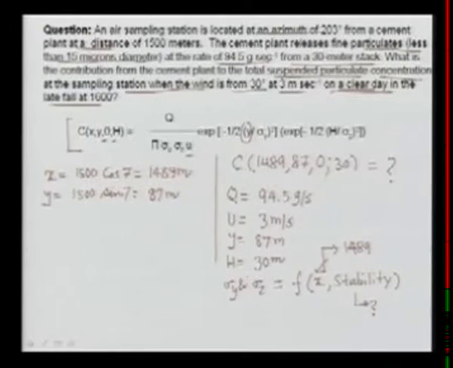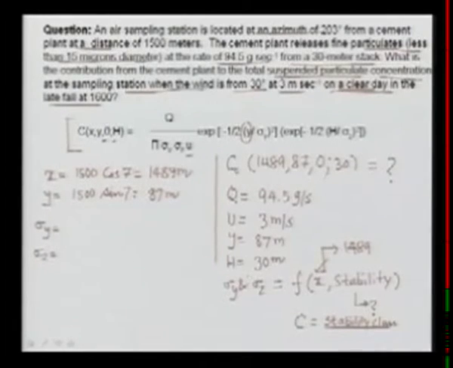Okay. So here C is the stability, which is, well, don't confuse this C with that C. Let's write the concentration as something like CC. But this is stability class C. So what I am taking here is the stability class. Now I will find out the values of sigma y and sigma z as a function of two things, x and stability class. So stability is also known to me.